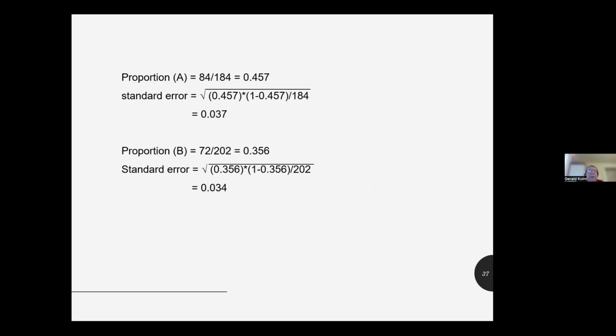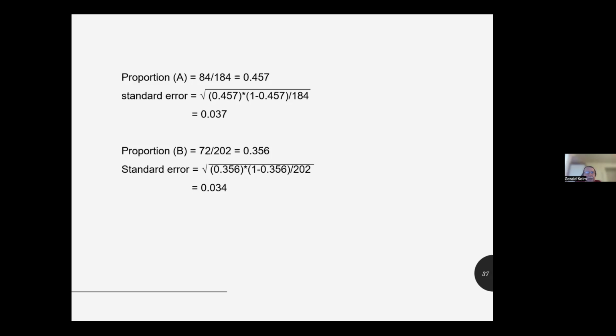We do this in basically the same way that we did the t-test. Our proportion in A is 84 out of 184, or about 0.45. The standard error of a proportion is the proportion times 1 minus the proportion, divided by the total sample size. So our standard error for population A is 0.037. We do the same thing for treatment B. The proportion there is 72 out of 202, or 0.35.